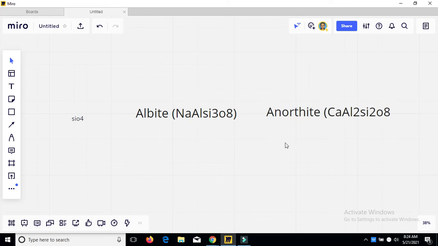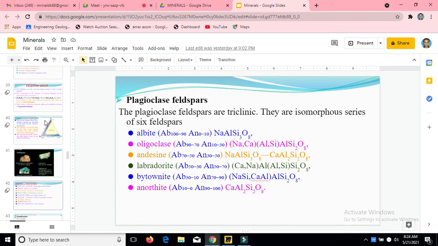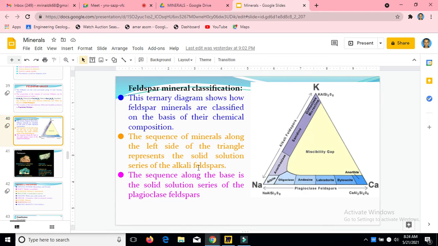Now these are the two end members. Here we have albite, here we have anorthite. Now in between you have the series. When we call it albite, in the diagram, if you go to this series, you see here.